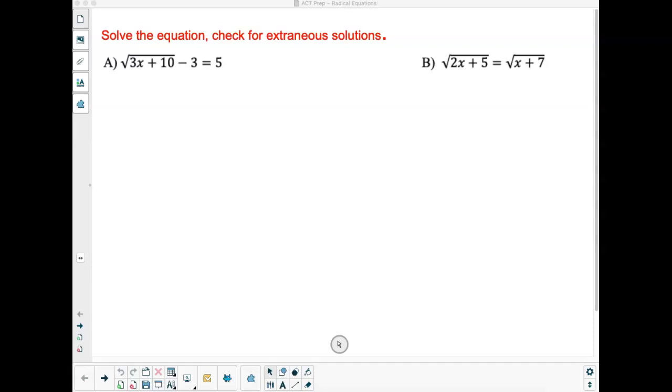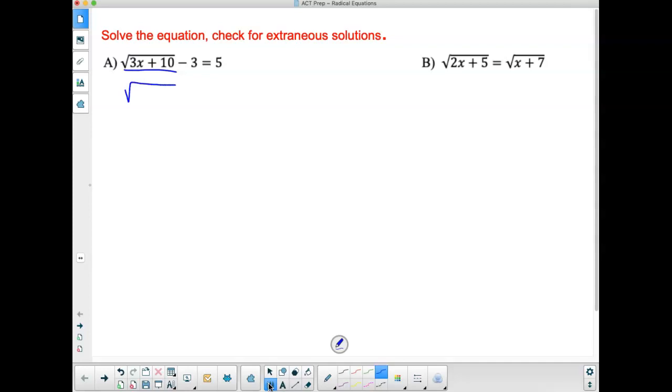The practice for the ACT: we're solving radical equations, and kind of crazy things can happen when you solve radical equations. But short story, what we need to do is isolate our square root function. So we're going to look at this as the square root of 3x plus 10. That's now going to equal 8. Well, we've got to get at that x inside the square root function, so we are going to square both sides of the equation.